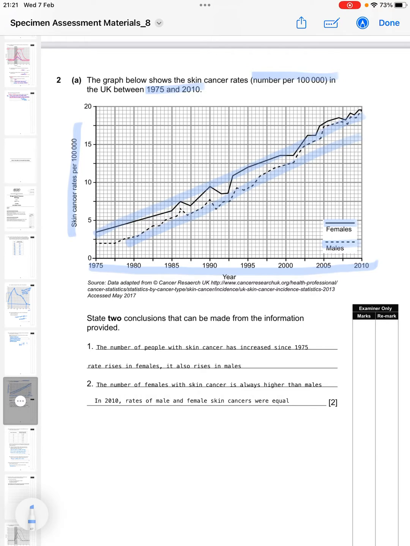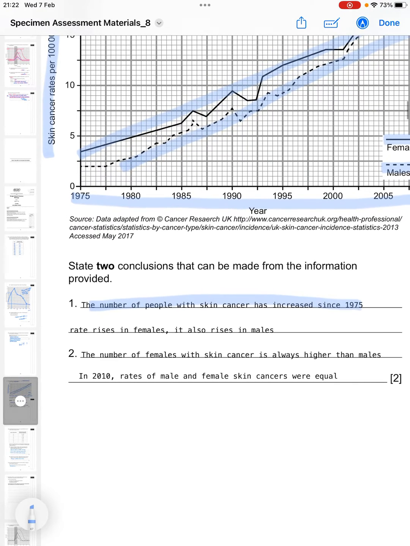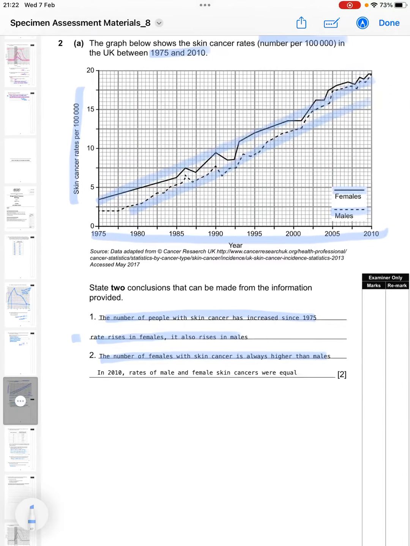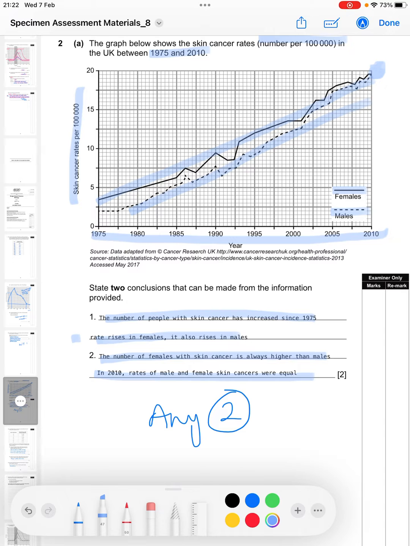And I tried something different here, so I'm not sure it's worked very well, how well you can read it on the screen, but I tried typing it instead of writing it, so bear with me. So 2 conclusions that can be made. The first is the number of people with skin cancer has increased since 1975. Now, this is a separate point here. So if the rate rises in females, it also rises in males. You could also have said that the number of females with skin cancer is always higher than that of males. So you can just see here in 2010, the rate of male and female skin cancers were equal. So any 2 of those would have got you 2 marks in that case.